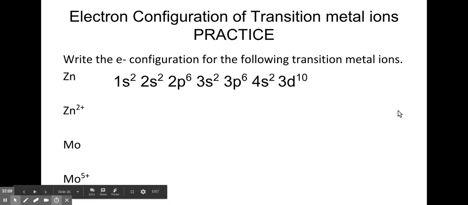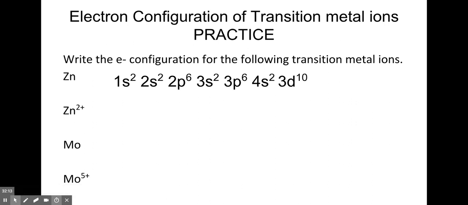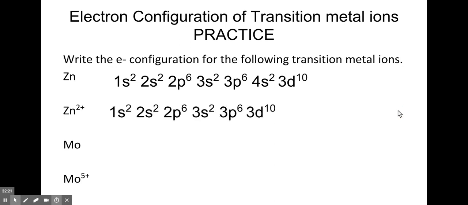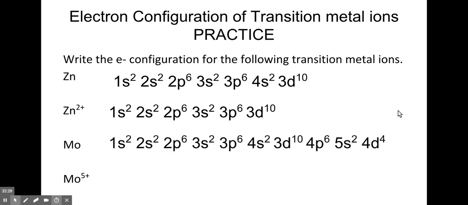So let's take a look at zinc. Zinc ends in 4s2 3d10. If we're going to form the zinc 2+ ion, what are we going to take off? Well, we're going to take those 4s2 electrons off and end up with this electron configuration instead for the zinc ion. For molybdenum, it's a little bit trickier.